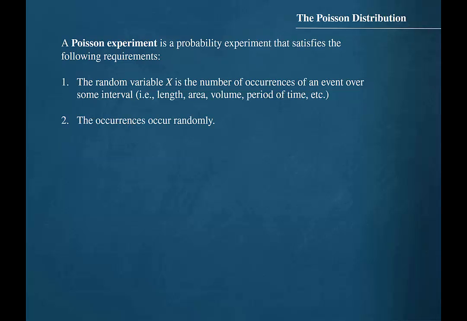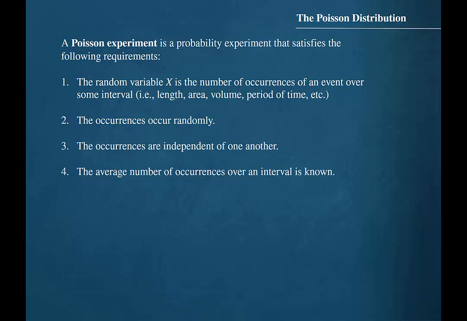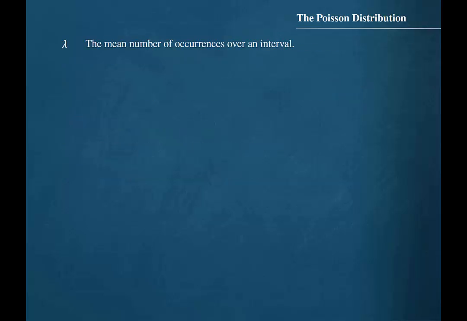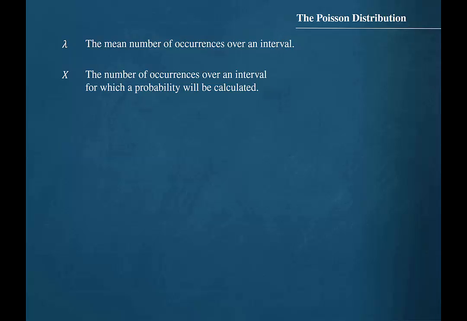2. The occurrences occur randomly. 3. The occurrences are independent of one another. 4. The average number of occurrences over an interval is known. The Greek letter lambda will be used to symbolize the mean number of occurrences over an interval. X represents the number of occurrences over an interval for which a probability will be calculated. The formula for the Poisson distribution involves substituting lambda and x, where x is a counting number.